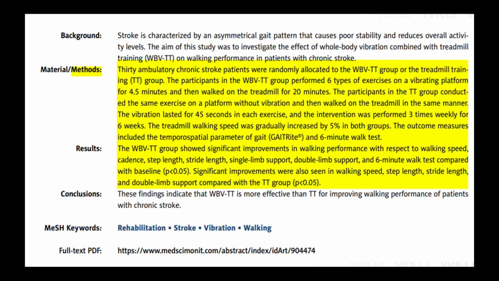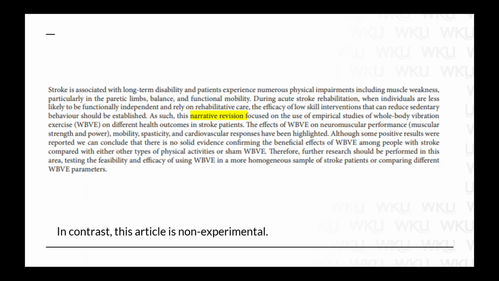This is an abstract or summary of an experimental study. Let's look at the methods and results section. P, population of ambulatory stroke patients. I, intervention, vibrating platform. C, comparison, platform without vibration. O, outcome, improvement in walking for the intervention group.